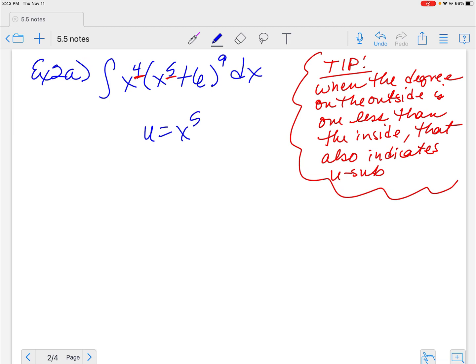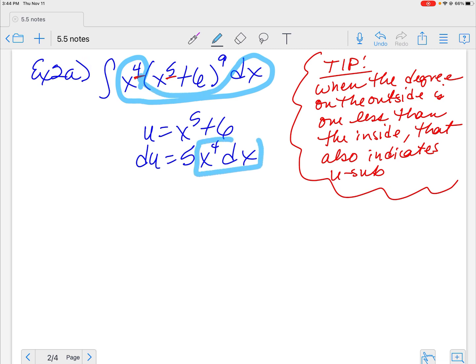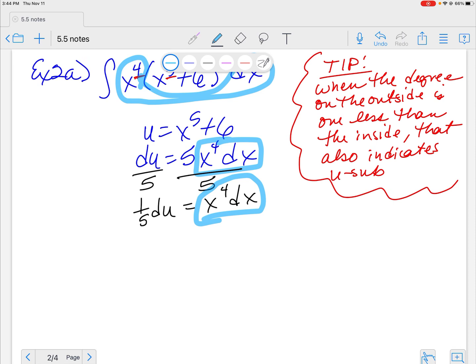If my u is that inside part, x to the 5th plus 6, then my du is taking the derivative of this. I have 5x to the 4th dx. Now check this out. I only have an x to the 4th dx. I don't have a 5 available to me. That's okay. Because that 5 is just a constant. If you just have a number that's going on there, then you can divide both sides by that number, and I actually have 1/5 du is going to get me x to the 4th dx. I'm just going to replace it with a 1/5 du. All right, if it's just a number, you can divide that number.